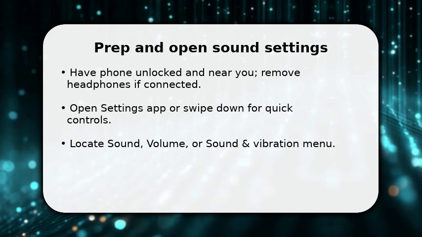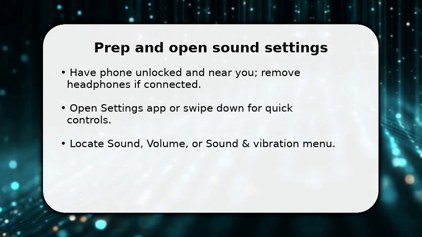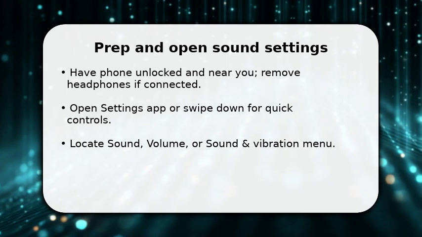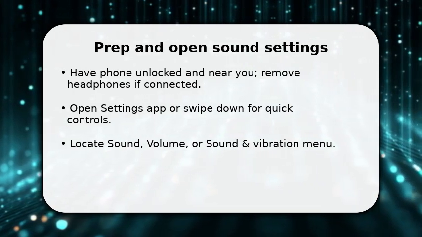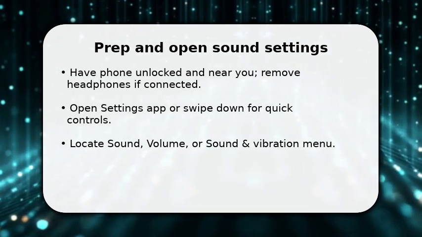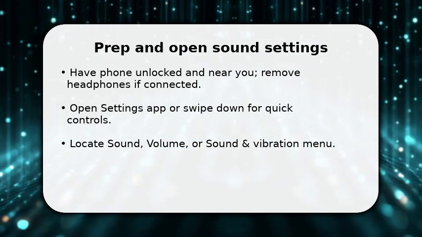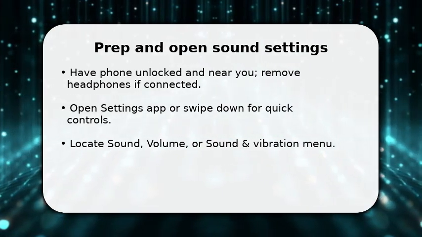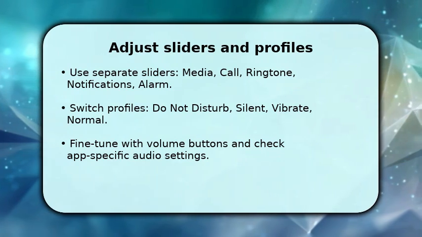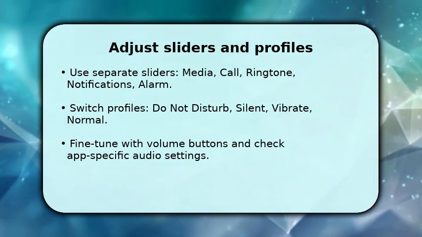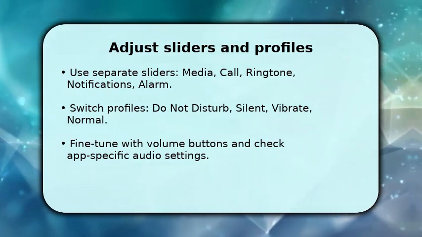Make sure to find the Sound, Volume, or Sound and Vibration entry. Different manufacturers name it differently because that central menu exposes all the sliders and profiles you need to change volume levels precisely. You now adjust the specific sliders, media, ringtone, call, alarm, to target what you want louder or quieter.